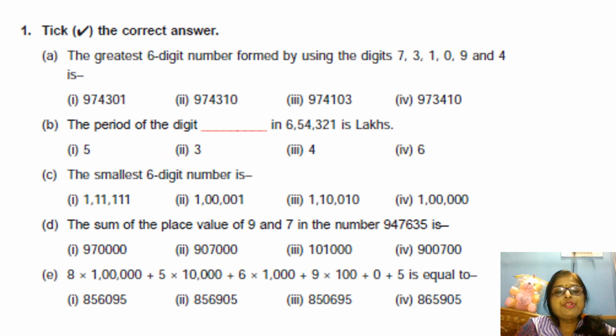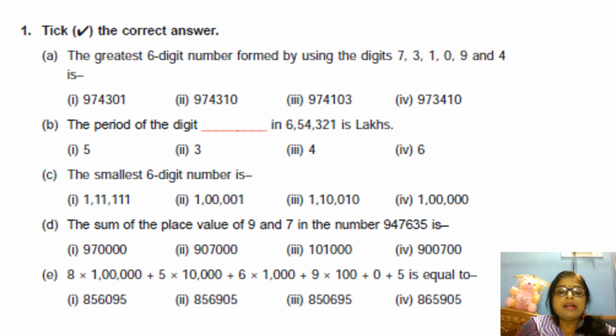Same type of question. So many options are given here and you have to find out the correct answer. Find the greatest 6-digit number made by using these digits. You have to find out the greatest 6-digit number. The period of the digit dash is lakhs. Which number belongs to the lakhs place period? You have to find it out. The smallest 6-digit number is given in the options.